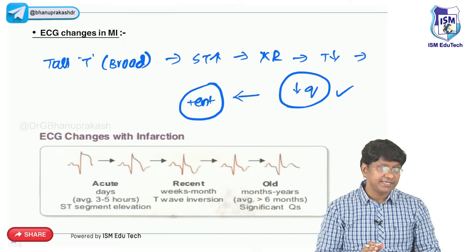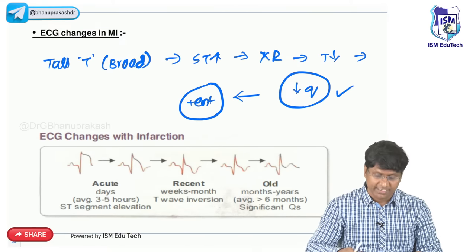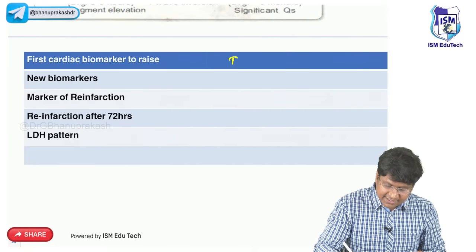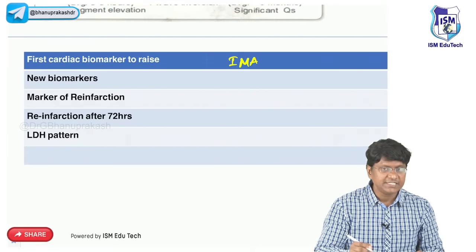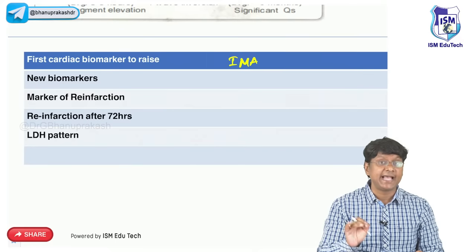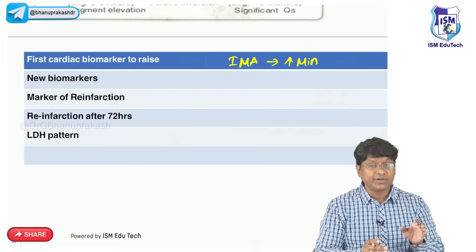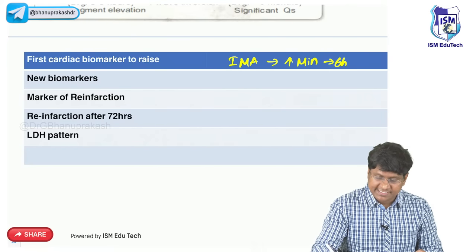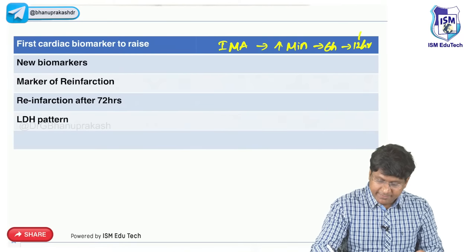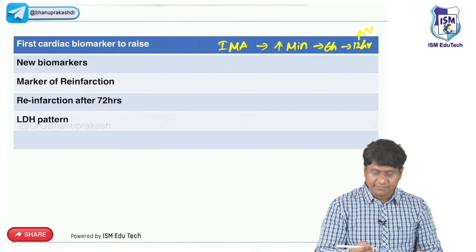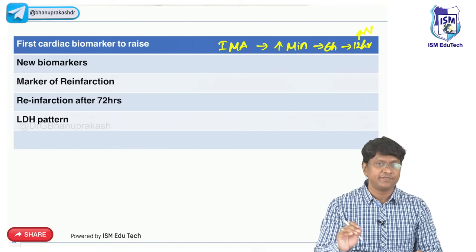And the next important thing is you need to know about the cardiac biomarkers. So the first cardiac biomarker that is raised is the IMA, that is ischemia modified albumin. This ischemia modified albumin will rise within minutes, right? And it will reach the peak value within 6 hours. And by 12 hours, it will return back to normal. So this is the first cardiac biomarker which is elevated, that is ischemia modified albumin.